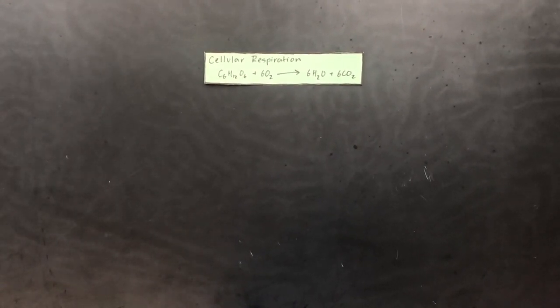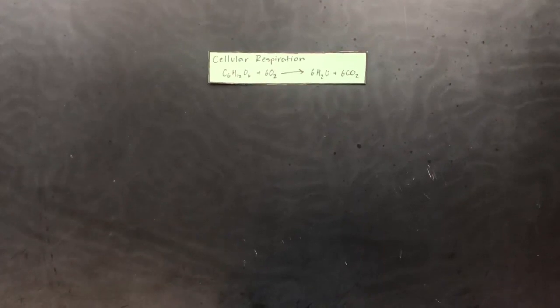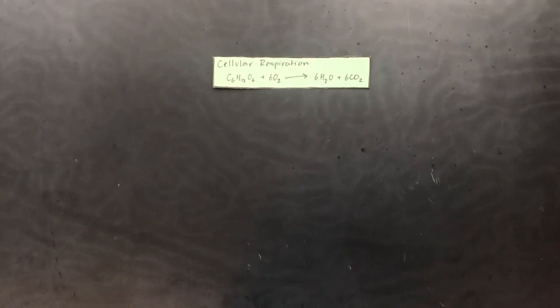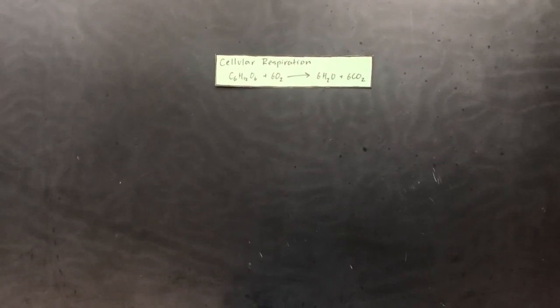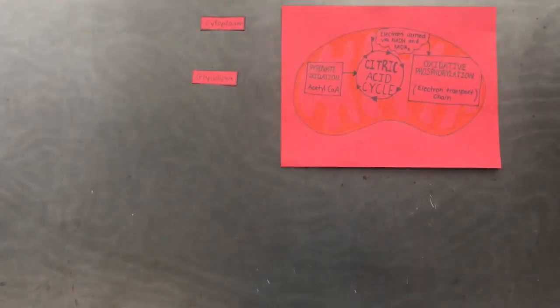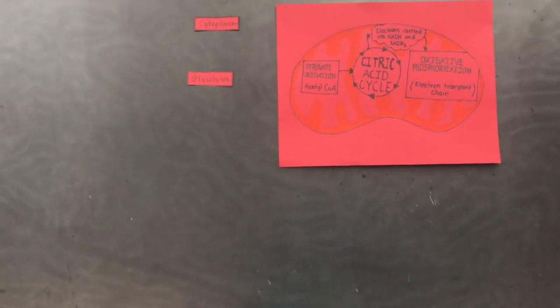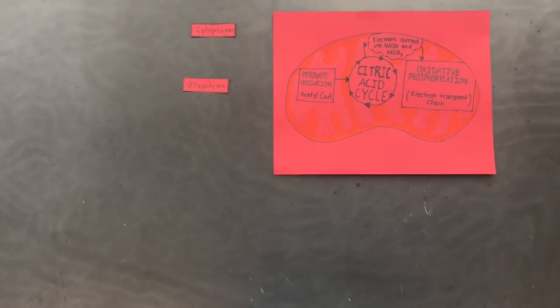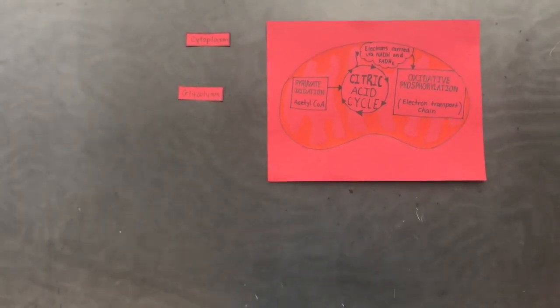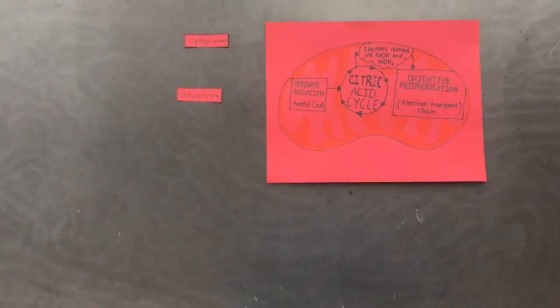Cellular respiration is a set of metabolic reactions that convert energy from nutrients into ATP and release waste products. The equation for cellular respiration is C6H12O6 plus 6O2 yields 6H2O plus 6CO2. There are 4 steps. Glycolysis happens in the cytoplasm of the cell. The Krebs cycle or citric acid cycle, pyruvate oxidation, and the electron transport chain occur inside the mitochondria.